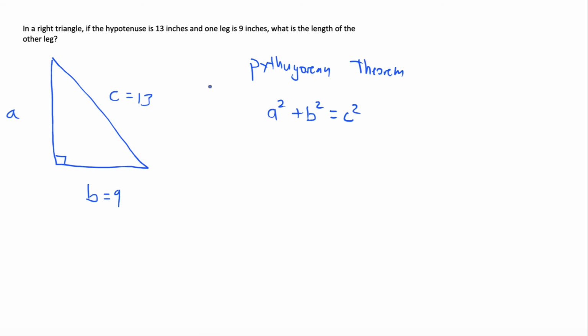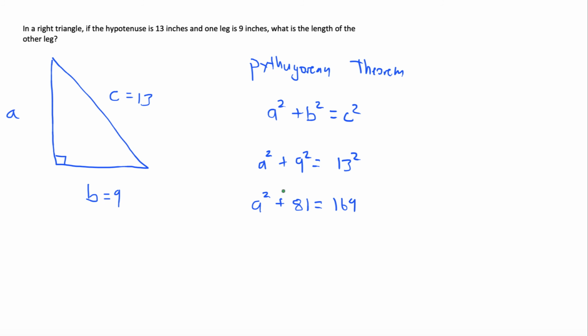Okay, now notice in this case we're given c, right? We actually want to find a. So a squared plus 9 squared is equal to 13 squared. Once again, make sure you do this math correctly, right? Because we're solving for a here. So we know that 9 squared is 81. We know that 13 squared is 169.